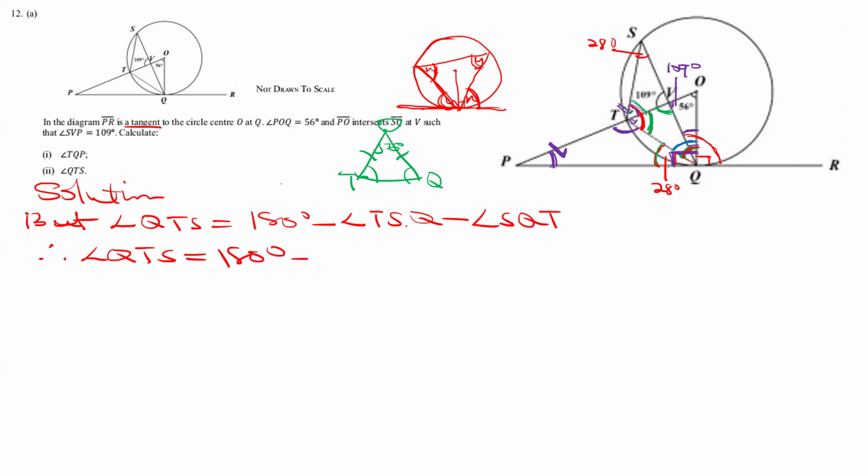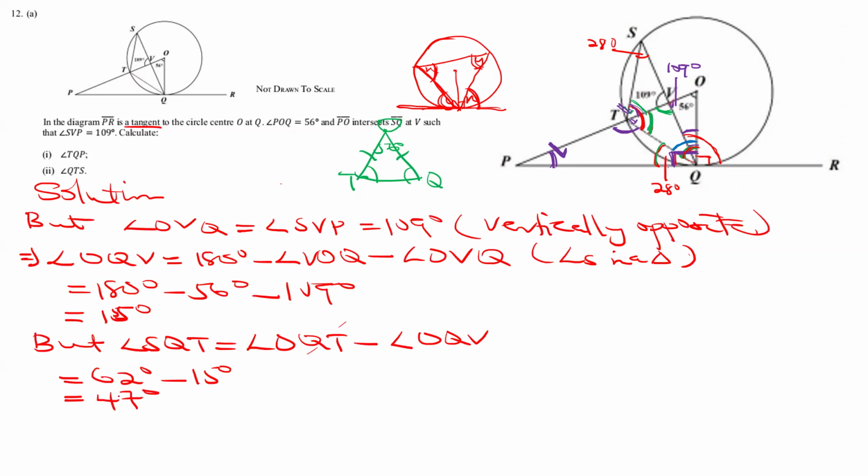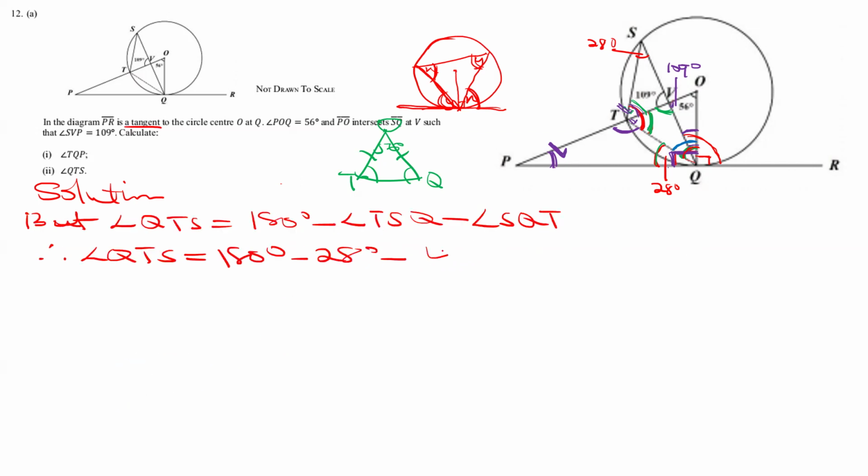Therefore my angle QTS that I'm looking for will be equal to 180 degrees minus angle TSQ, that gave us 28 degrees, minus angle SQT, the one we just found, and that is 47 degrees. That will give you the answer we are looking for. And I went another route. If you know this angle, you know this angle, you can find this angle. Once you find this angle, using angles on a straight line, you can find one of the interior angles of the triangle that you are looking for.